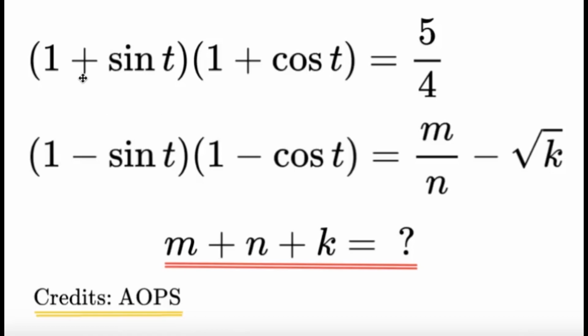Given that (1 + sin t)(1 + cos t) = 5/4, and (1 − sin t)(1 − cos t) can be expressed in the form m/n − √k. Find the value of m + n + k. Now take note, this is in simplest form, so m/n is in lowest terms, and k is obviously a positive number here.